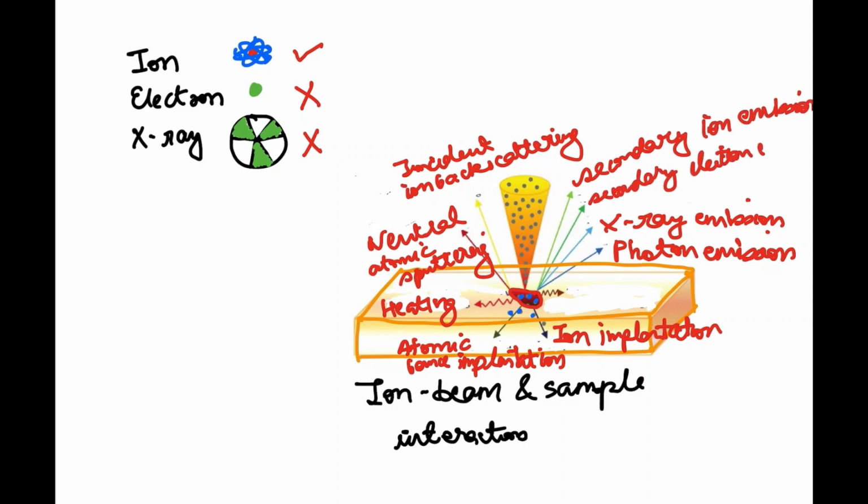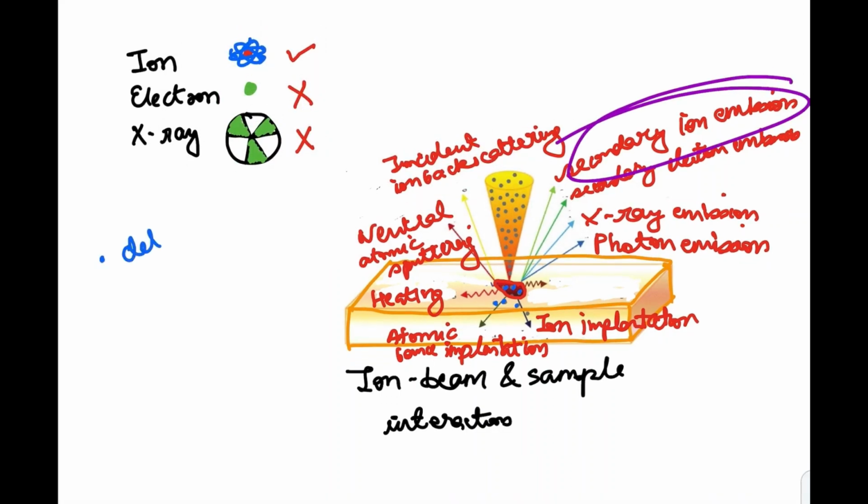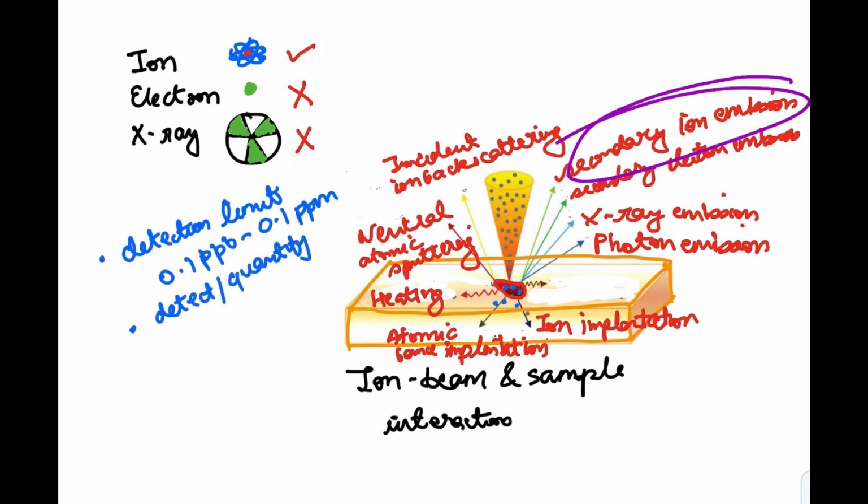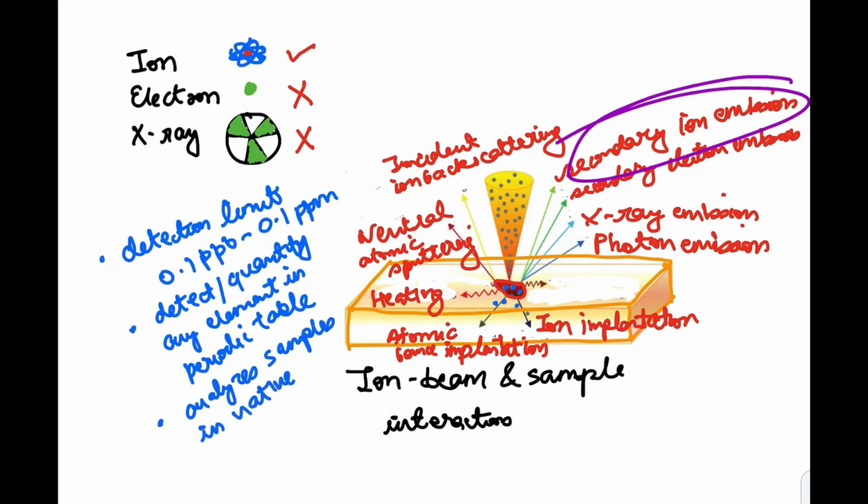This technique represents the most sensitive surface characterization technique developed to date, with detection limits of 10^10 to 10^15 atoms per centimeter cube, that is 0.1 parts per billion to 0.1 parts per million. It has ability to detect or quantify any element in periodic table. In contrast to common bulk ionization methods like electron spray ionization or matrix-assisted laser desorption, SIMS analyzes samples in their native state without the need for a suitable matrix solution. As a result, SIMS is the best choice to characterize organic-based thin films and polymer surfaces.